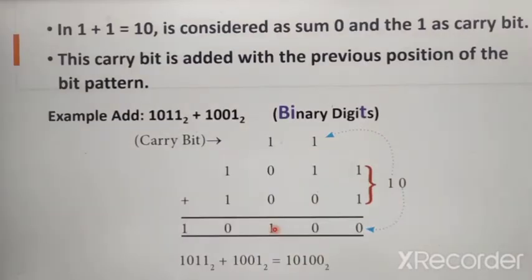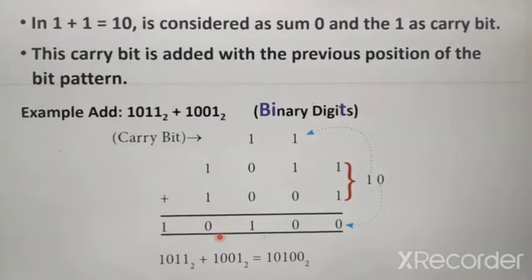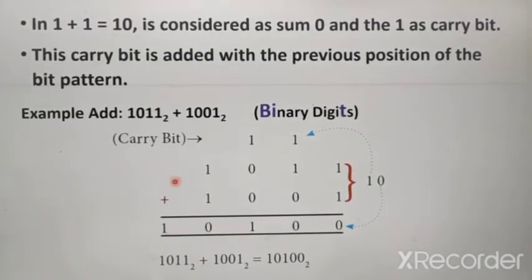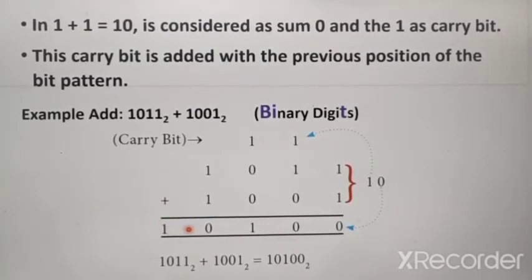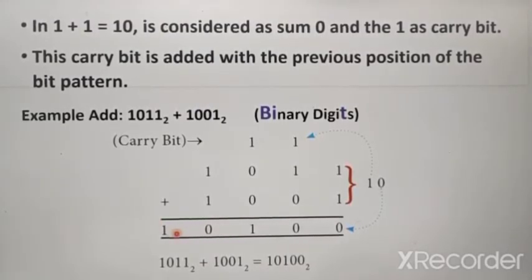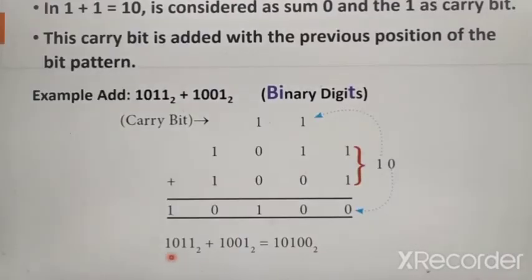Next we come to its previous position. In the previous position we have two zeros. When we add 0 with 0, we get 0. Again we have to add the 0 with the carry bit. So 0 plus 1 we get 1 as a sum. In its previous position we have two ones. So 1 plus 1 we get 1, 0. Next we don't have any more numbers to add, so we can write both sum as well as carry here. This is our final solution. Finally we can write the result like this: 1011 to the base 2 plus 1001 to the base 2 is equal to 10100 to the base 2.